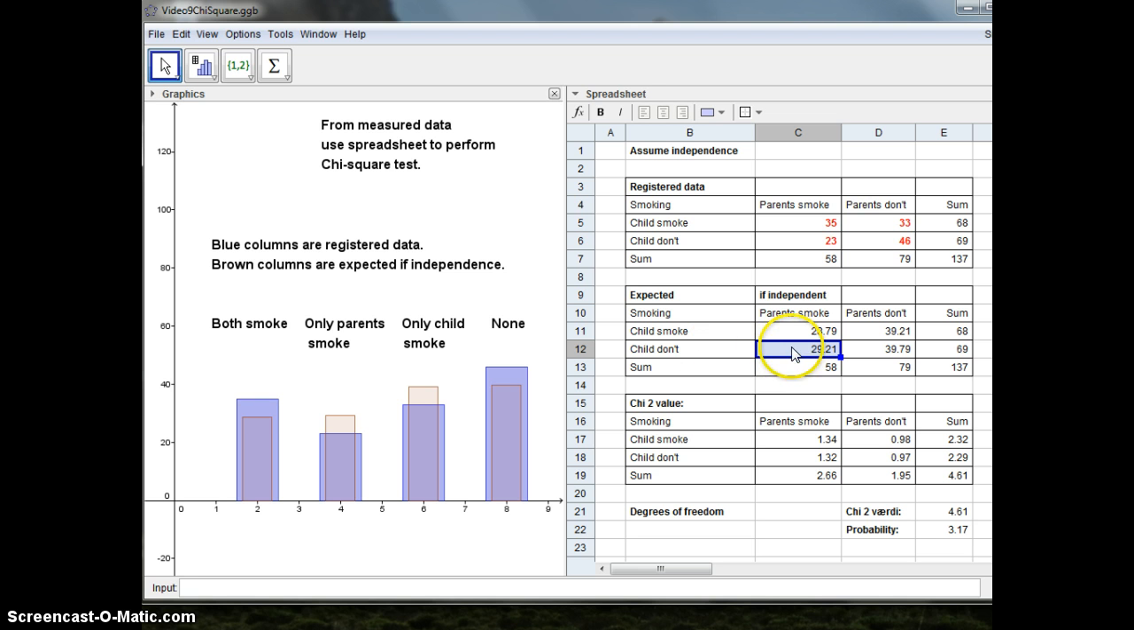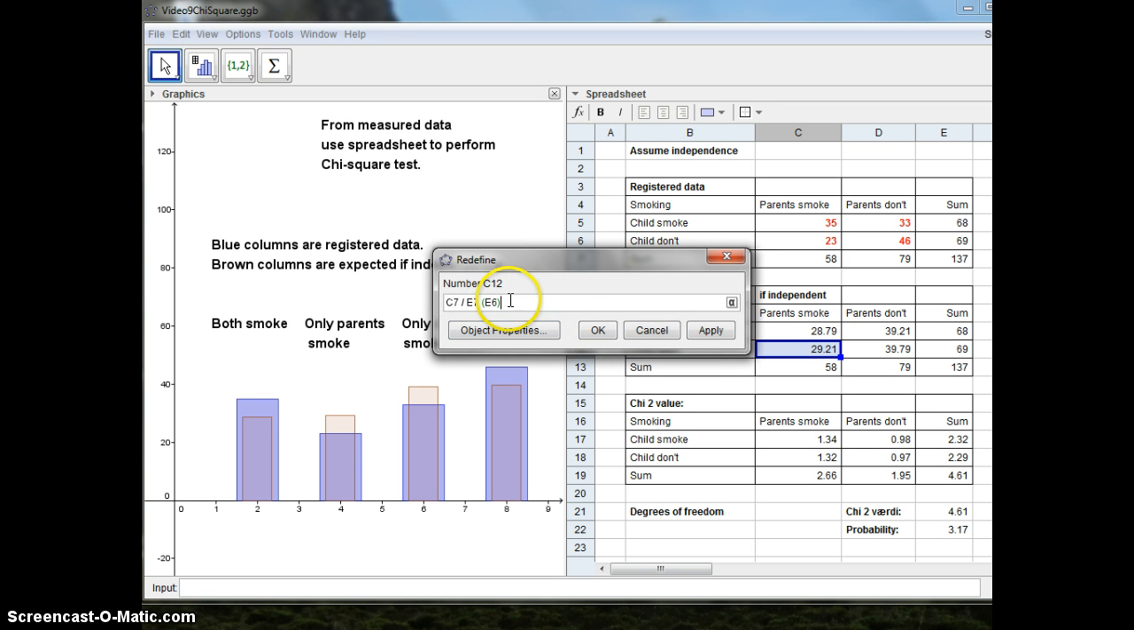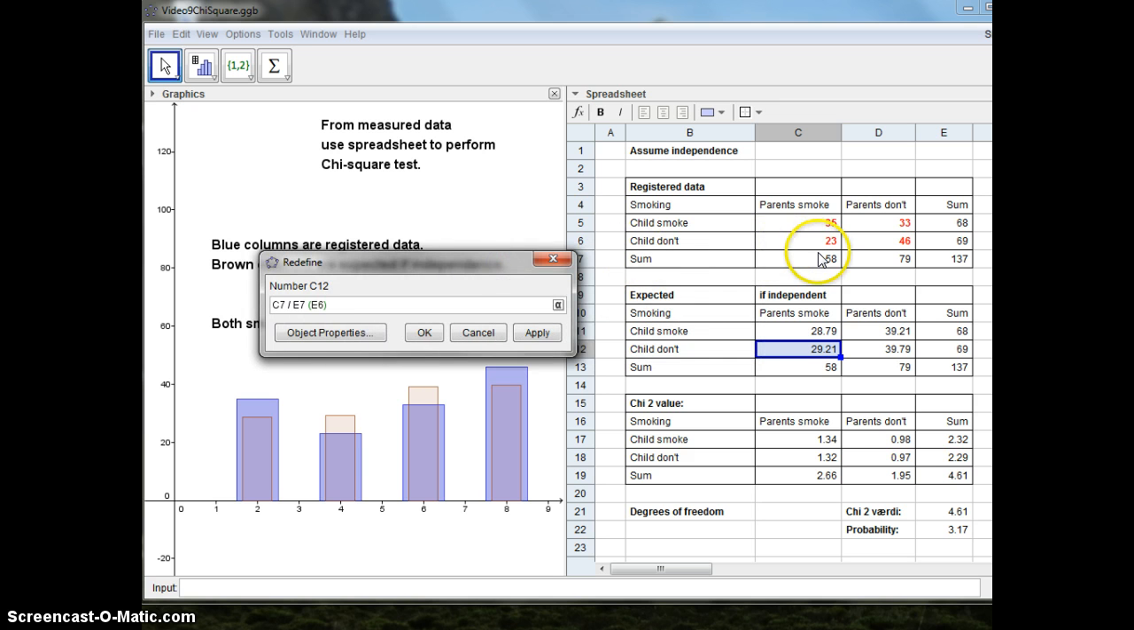If the children don't smoke, there are among the 69, we expect that 58 divided by 137 will not smoke. And we can see it here, how it's made. So it is the 58 divided by 137 times the 69.